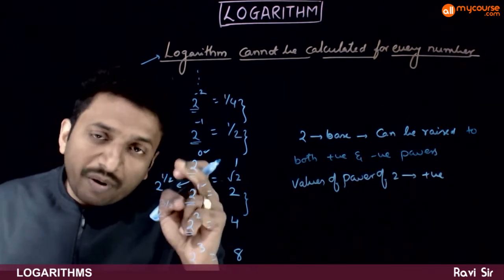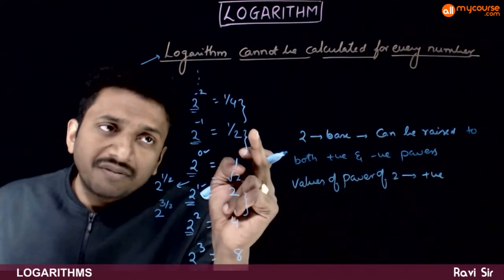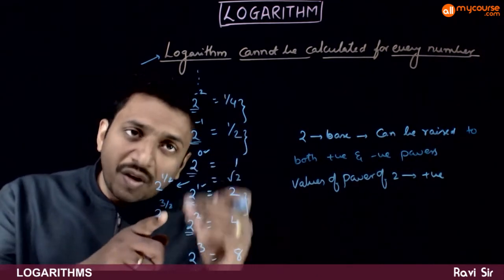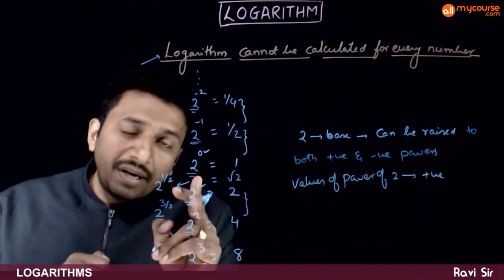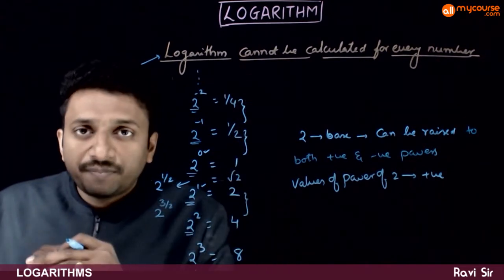So 2 raised to positive numbers is also positive. 2 raised to negative numbers is not negative. The final answer is positive. So 2 can be raised to both positive powers as well as negative powers, but the values of the powers of 2 are always positive.